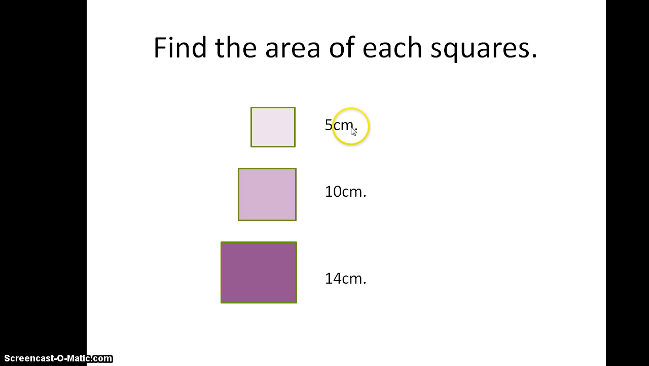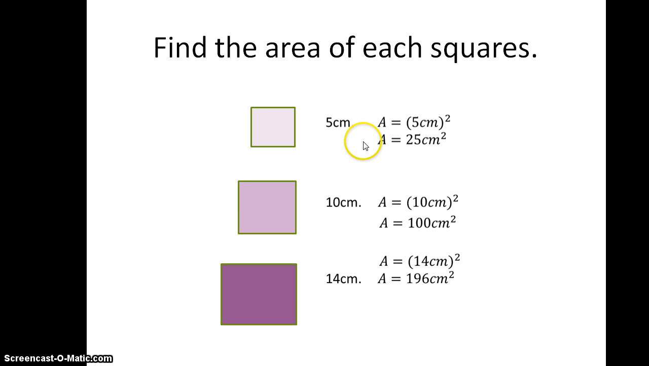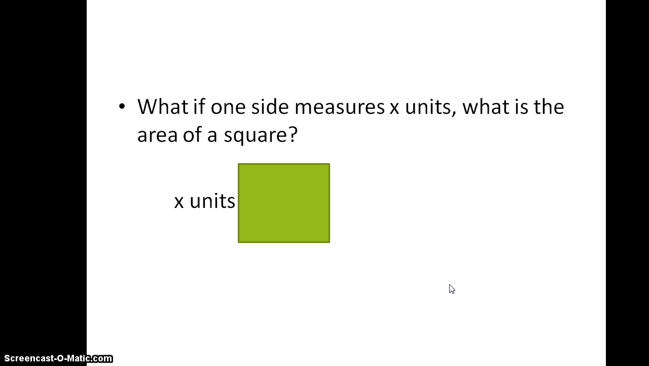Another try. What if the side measures 5 cm, or 10 cm, or 14 cm? Now let us look at the solution. If the side is 5 cm, 5 cm squared is 25 square centimeters. Another one is 10 cm. The square is 100 square centimeters. And if it's 14 centimeters, the area is 196 square centimeters.